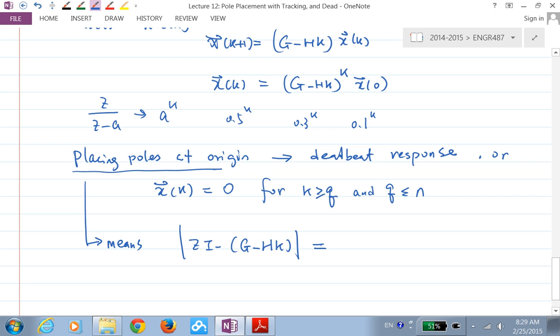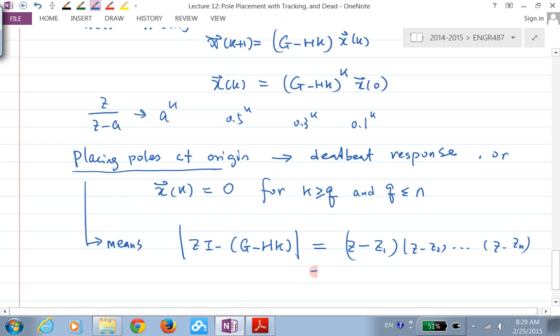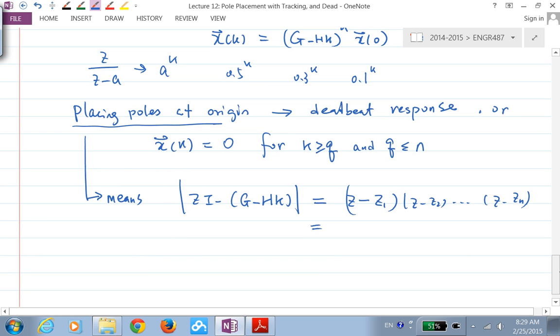The polynomial. This is the desired polynomial. It's supposed to be what? It's supposed to be z minus z1, z minus z2, up to z minus zn. But now you place all the poles at the origin. So this is supposed to be given with only z to the power of n, right? So now this is your desired polynomial. So that's the guideline here in terms of designing the deadbeat.